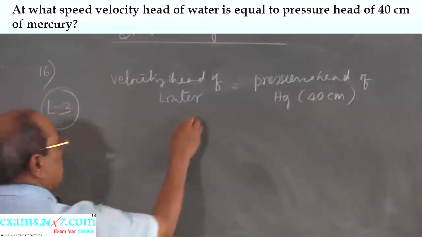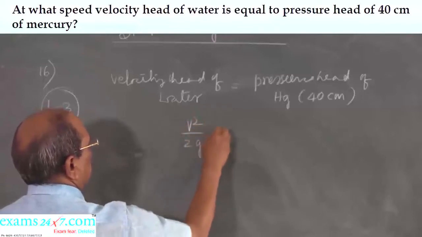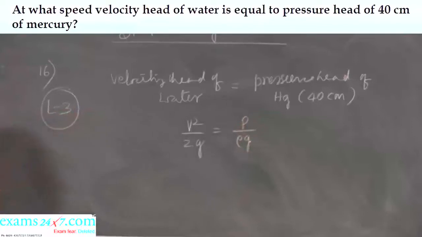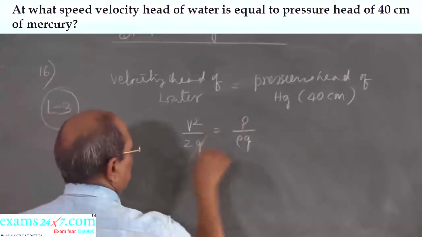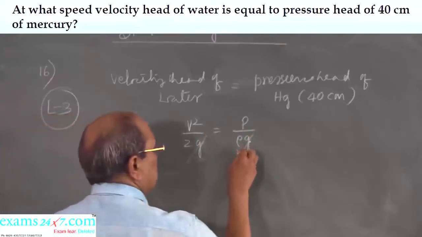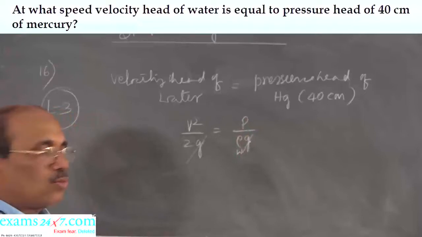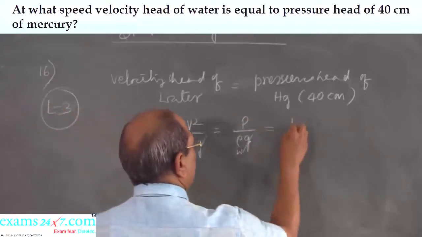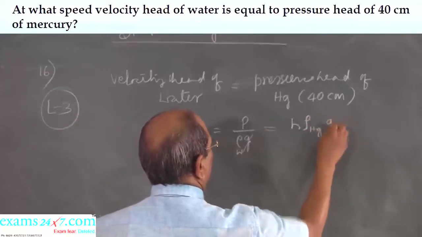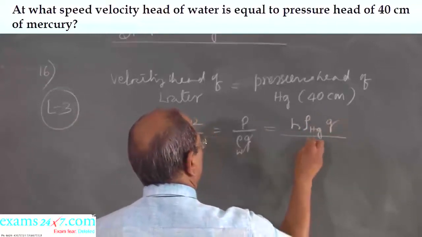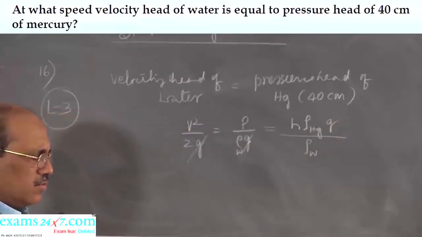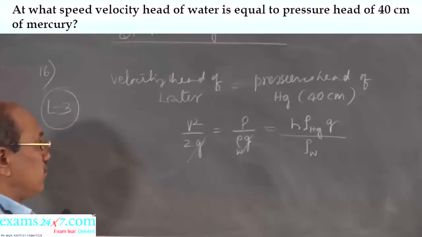Velocity head we write as v square by 2g, and v by rho g is a pressure head. G cancels. So it is the density of water, v by rho. But this may be written as H rho of mercury into g divided by rho of water. They are asking at what speed. V is the question.